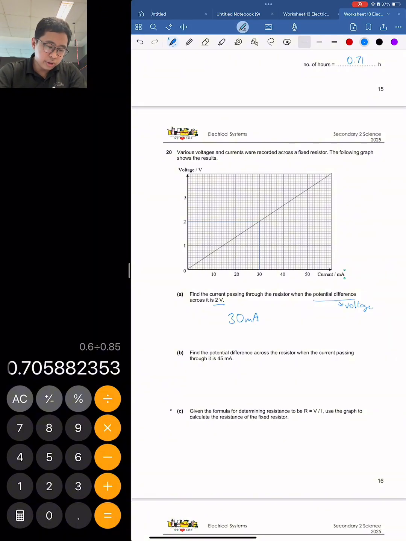So next we see when the current is 45 milliampere. We draw a line, then we draw a line across, and then we see this is 3.0 volts. Okay, so given the formula R equals V over I, use the graph to determine the resistance of the fixed resistor. So actually, when we want to do this in the proper way, you have to use multiple V's and multiple I's.